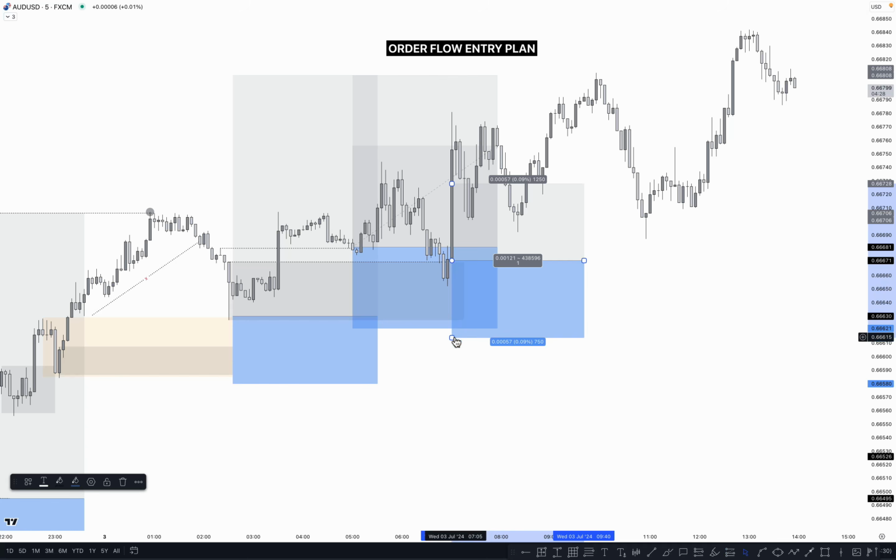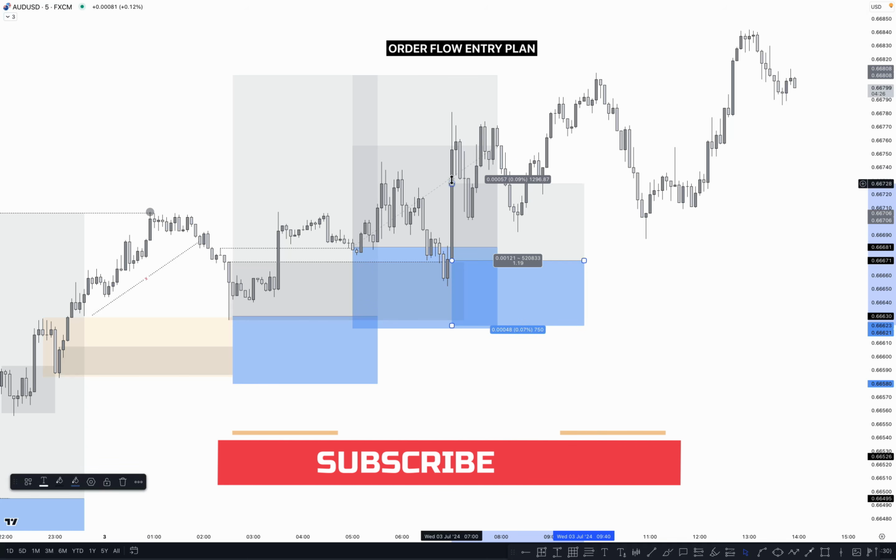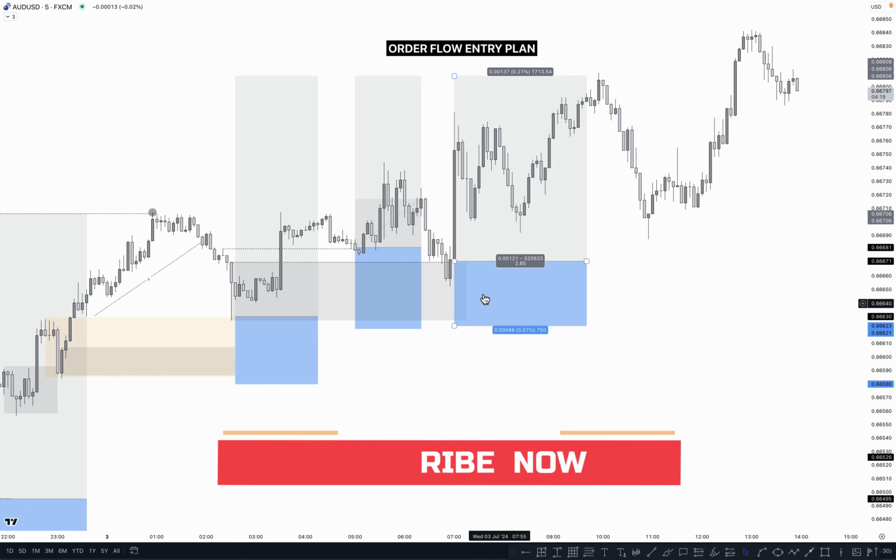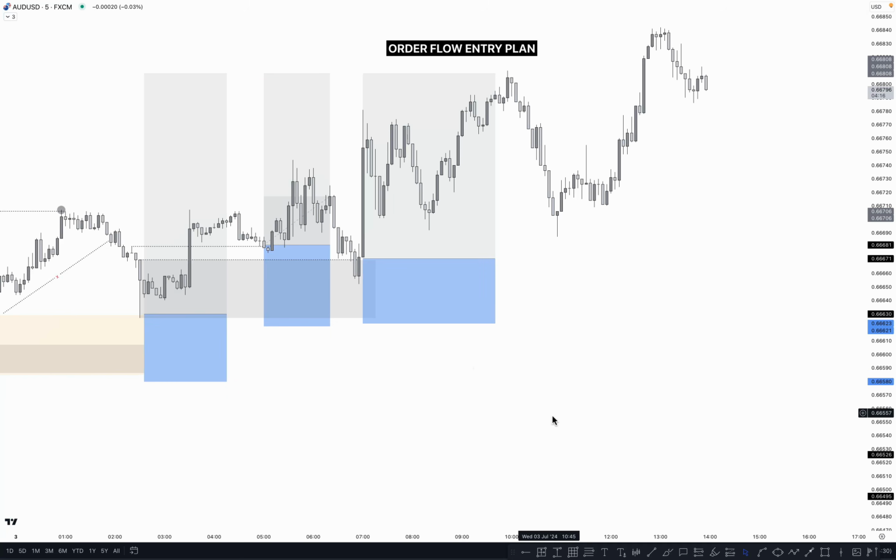So this is our entry based on the order block here, and the previous entry based on the order flow, right? So this is order flow and this is our order block here. Again, what is happening here in this case: market continues going higher high here, and this is our internal structure.